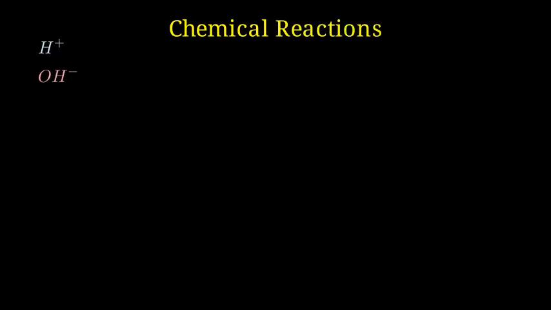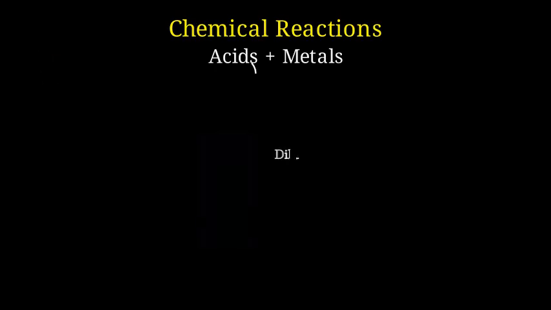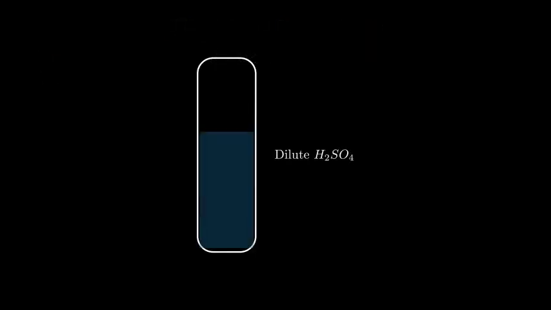Now that we have our mental model of H+ and OH- ions, let's see how they behave in the real world through their chemical reactions. First, let's look at the reaction between acids and metals. Imagine we have a test tube of dilute sulfuric acid, and we drop in a few granules of zinc.